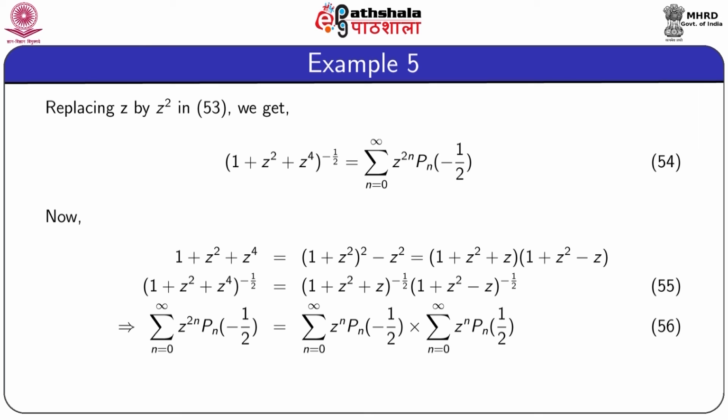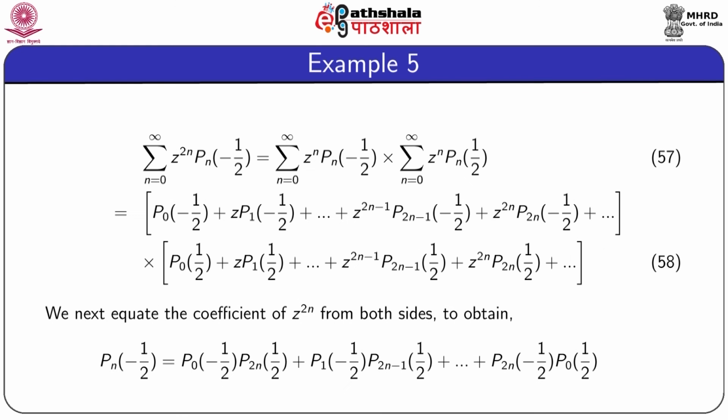Now, we can simplify this 1 plus z square plus z to the power 4, which can be written as (1 plus z square) whole square minus z square, which is equal to, use the formula a square minus b square equal to (a plus b) into (a minus b), and you will be getting (1 plus z square plus z) into (1 plus z square minus z), and we get equation number 58, which implies that summation n equal to 0 to infinity z to the power 2n P_n(-1/2), which is obtained from expression 57, is equal to summation z to the power n P_n(-1/2) into summation z to the power n P_n(1/2), which we get from equation 55 and equation 56.